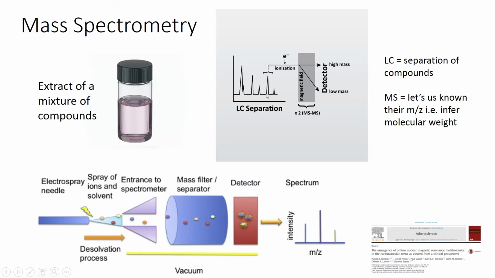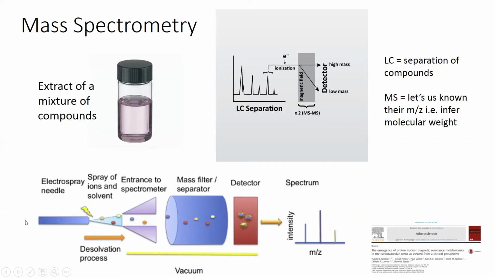After we separate them, we send them to something called a mass spectrometer. The mass spectrometer, basically at the end of the day, is allowing us to infer the molecular weight of all the compounds in our sample. And how does it work? It's a very interesting system.